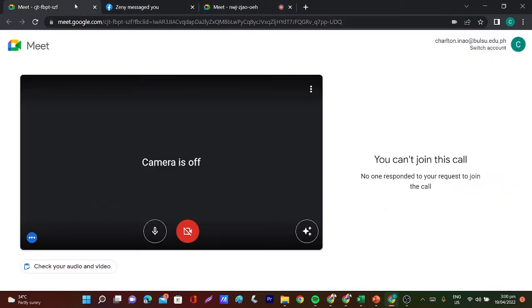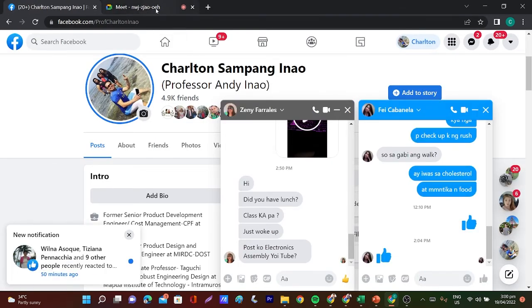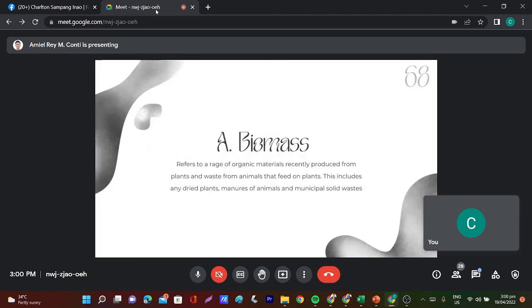Next pa. So yung solid alternate fuels, next. Ang example niya is yung biomass. Nagre-refer siya sa range ng organic materials na na-produce sa mga halaman or sa mga waste ng animal na nag-feed dun sa mga halaman. Ang examples niya is yung mga tuyot na dahon na nalaglag, yung mga poop na mga animals, at saka yung mga nakolektang waste sa industry natin.